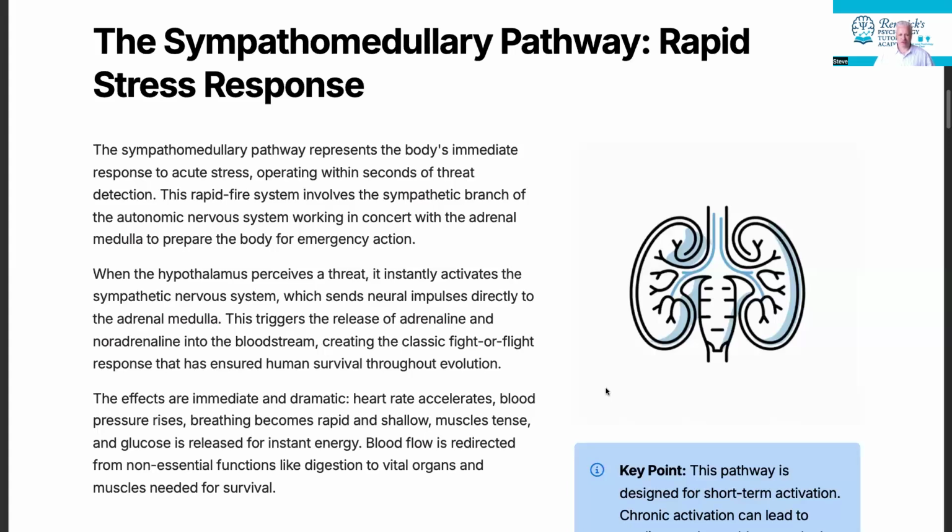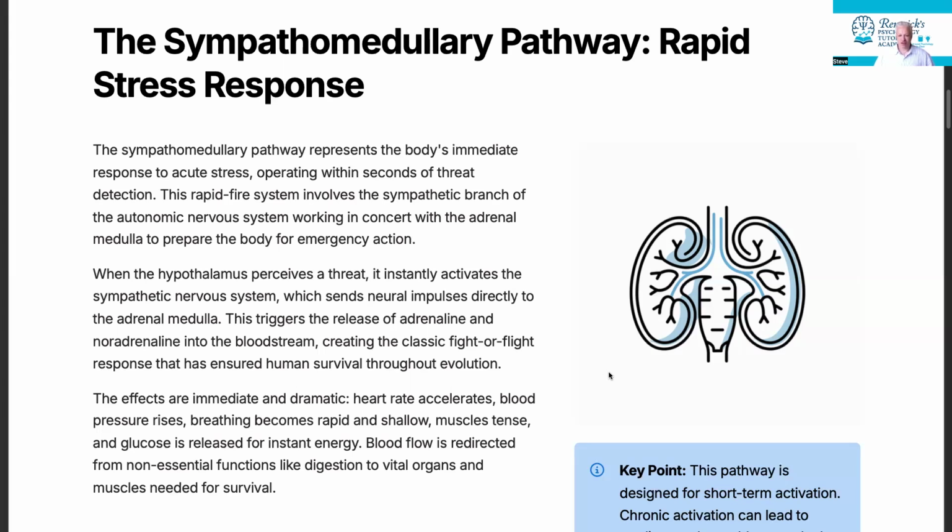So the autonomic nervous system is activated due to the hypothalamus perceiving a threat. That then initiates the sympathetic branch of the autonomic nervous system. That then activates the adrenal medulla, which is the adrenal gland above your kidneys, to start releasing adrenaline and noradrenaline into the blood, and this creates the fight-flight response, fight, flight, or freeze. So this is a mechanism that we've evolved with to help us survive. So it's automatic, we don't really think about this.